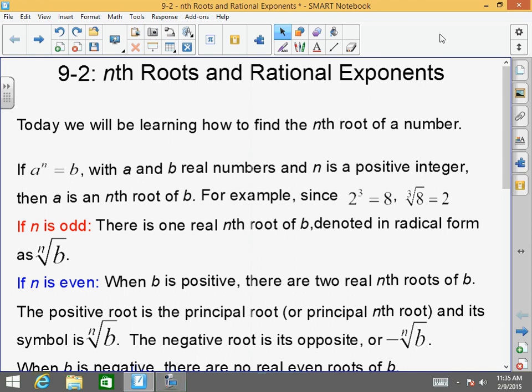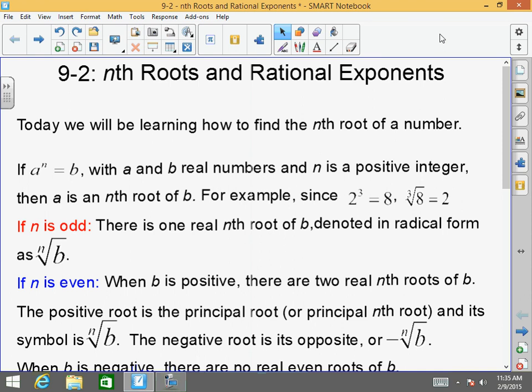Today we'll be learning about how to find the nth root of a number and also about rational exponents. But let's first talk about finding the nth root of a number.